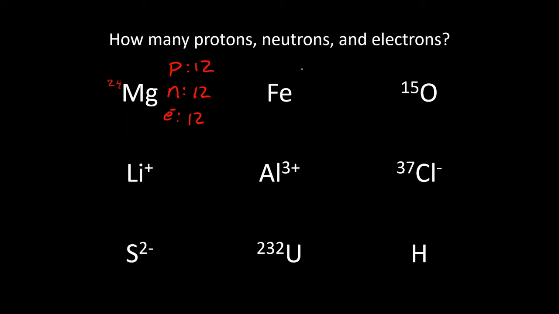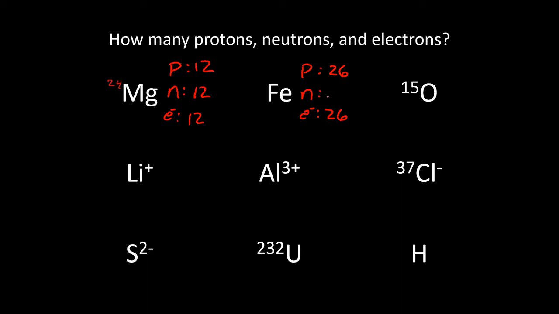For the next one here, it's similar in that we're not given a mass number or a charge, which tells us that we have a net neutral charge. So we have 26 protons with iron, which means we must have 26 electrons.